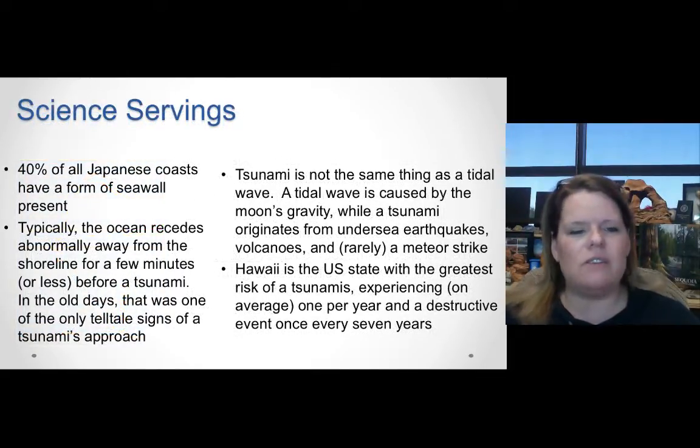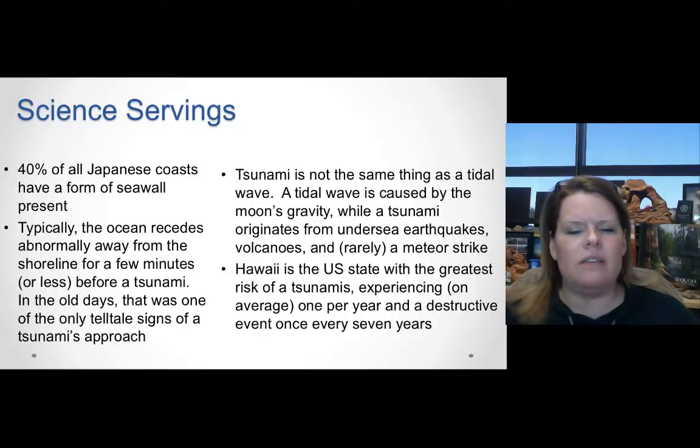Science surveys show 40% of all Japanese coasts have some form of seawall present having to do with issues related to tsunamis. Typically, the ocean recedes abnormally away from the shoreline for a few minutes or less before a tsunami actually hits. Don't go check that out. Run for high ground if you ever see that. In the old days, this was one of the only telltale signs that a tsunami was approaching.